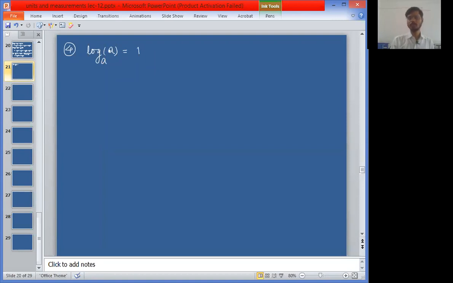Base same, if the value is equal to base, if the value given inside the log is equal to base, then it is equal to 1. So how to remember this? What we can remember is this: base same, value 1. Value means answer rather.